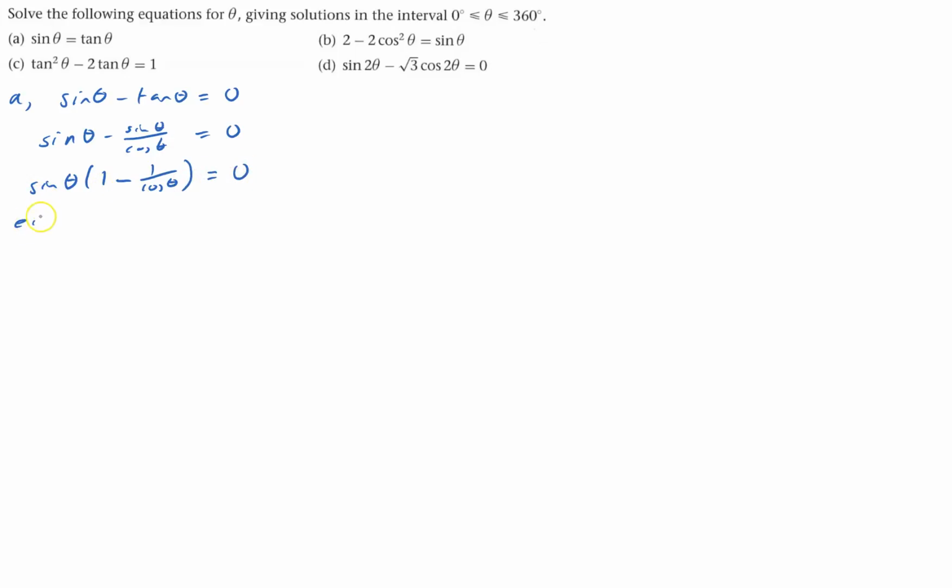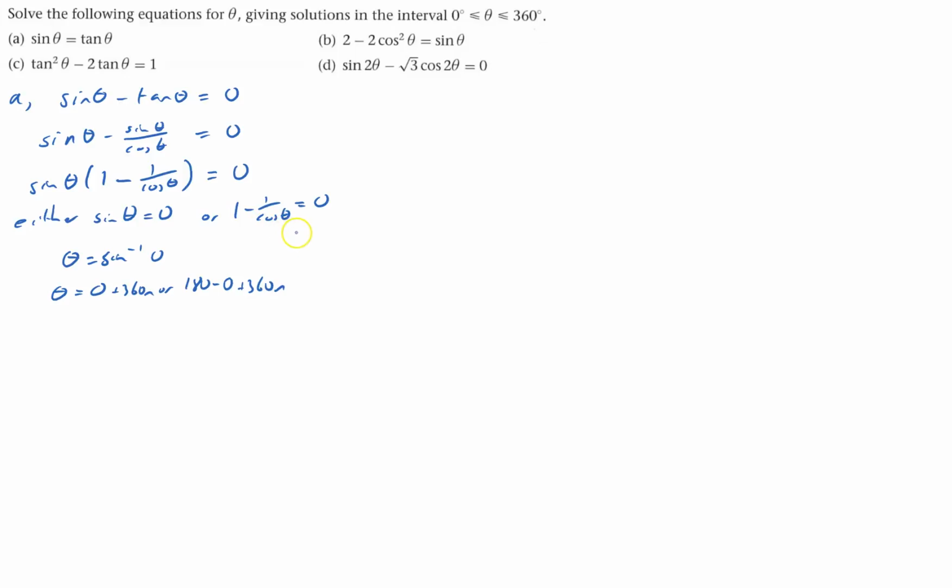So either the first one's 0, sine theta equals 0, or 1 minus 1 over cos theta equals 0. Sine theta equals 0, then that means that theta equals sine to the minus 1 of 0, and so theta equals 0, or 180 minus 0, which is 180, and each of those repeats every 360n degrees.